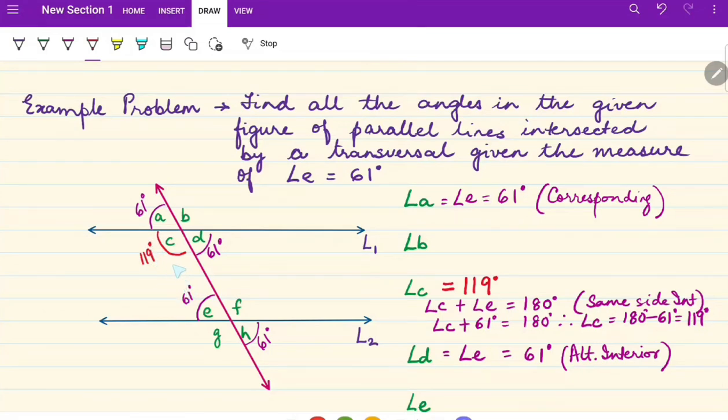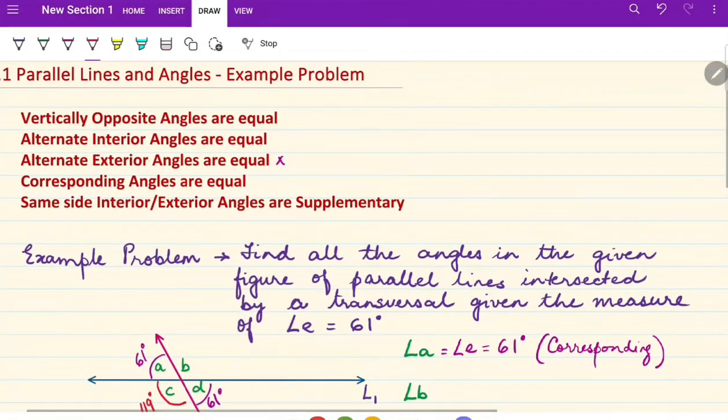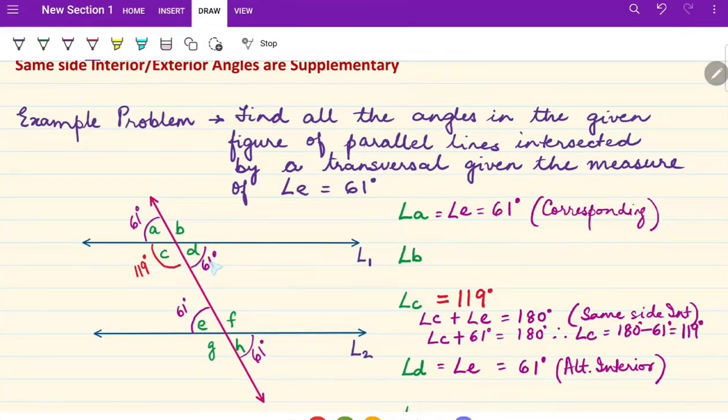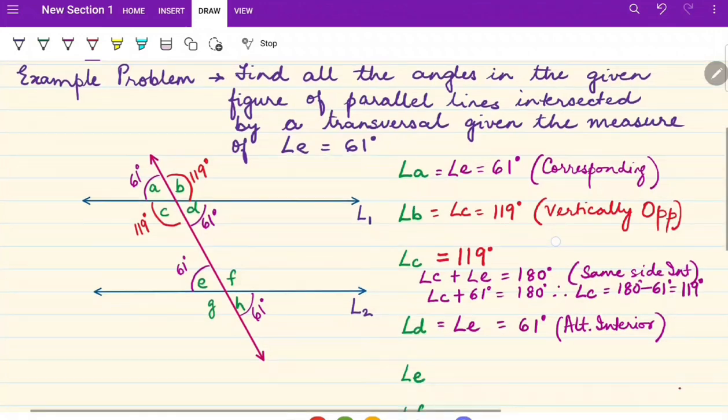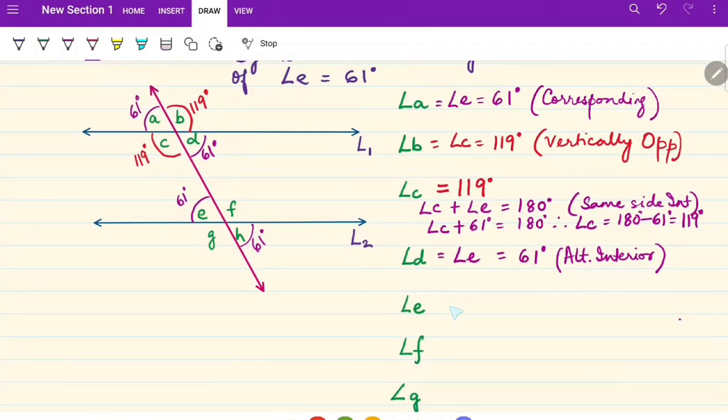So now that we have found angle C, we can go through the list all over again, starting from vertically opposite angles, to find the measure of the other remaining angles. So by the vertically opposite angle property, angle B will also be equal to 119 degrees. So angle B is equal to angle C, which is 119 degrees, because they are vertically opposite angles. Angle E, we should have written it up front, should be 61 degrees.